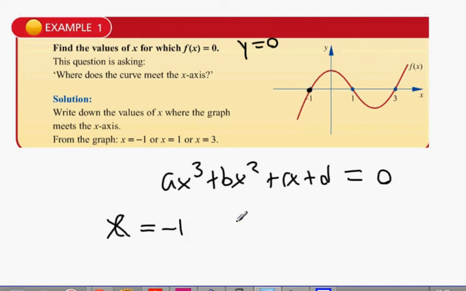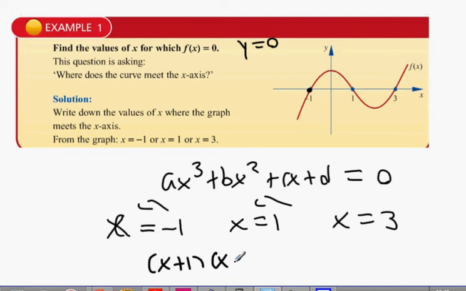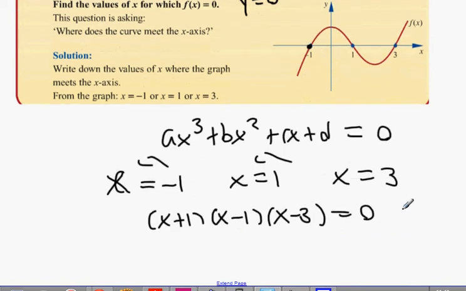X equals minus 1 is one answer, x equals 1 is the other answer, and x equals 3 is the third answer. Now look what happens when I bring them over one side. What I can get here is (x plus 1)(x minus 1)(x minus 3), and that equals 0. The same way you solve a quadratic, you can solve a cubic in a similar fashion. Either the first bracket equals 0, the second equals 0, or the third equals 0.